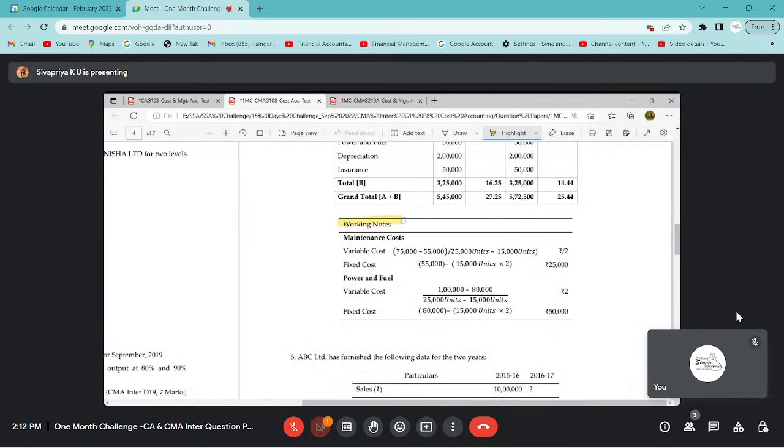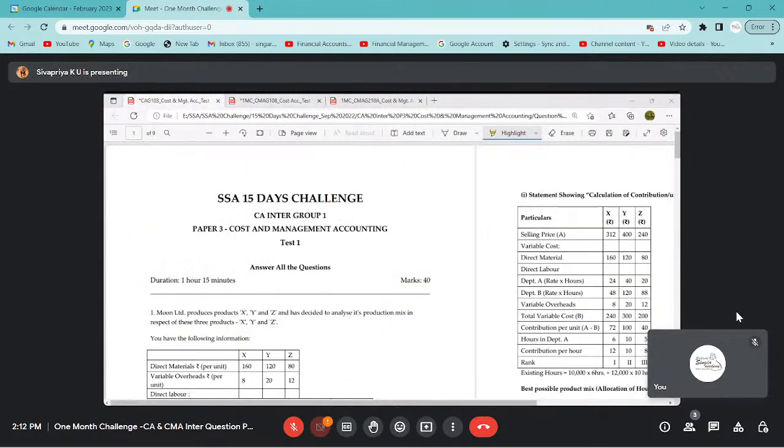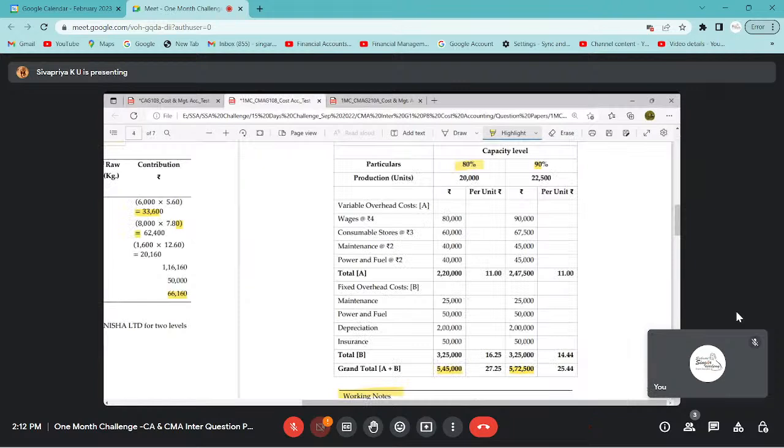So with respect to the working notes, you have to calculate the maintenance cost. Variable will be ₹2 per unit and fixed will be 25,000. Power and fuel variable will be ₹2 and fixed will be 50,000. So now the workings, capacity for 80% and 90%. 80% of the total is 5,45,000 and 5,72,500. This is for 90%.